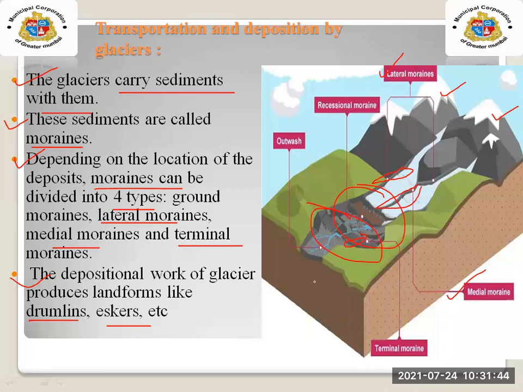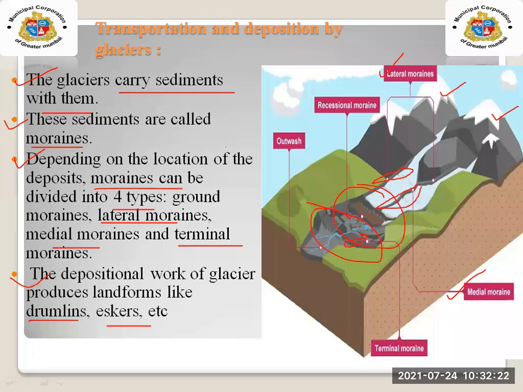Okay, drumlins are hills formed due to the deposition. They are generally egg shaped, student. And if there are many hills with this egg shape in that region, they will call it an egg basket.